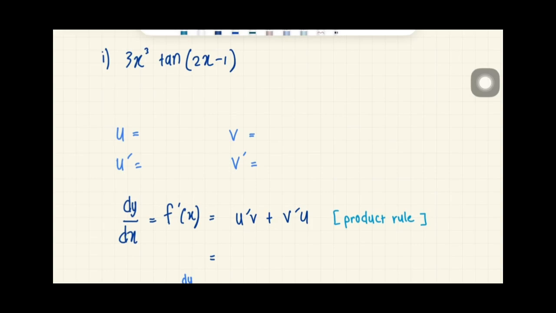Today I'm gonna teach you how to answer the first question. The first question requires us to use the product rule. For the product rule, we have to determine who is u and who is v. So u is this one and v is this one.